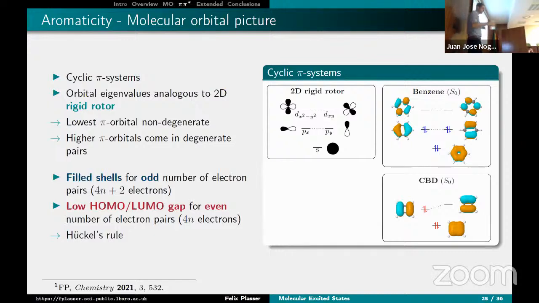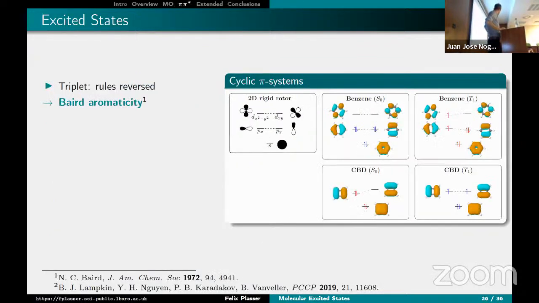This school is mostly about excited states, and then the question is what changes in the excited states. Now it turns out that for the triplet, the aromaticity rules are reversed, and that's what we call Baird aromaticity. So when you think about cyclobutadiene, in the S0 state, it was very unhappy because it has a large HOMO-LUMO gap, but now in the triplet state, it has this kind of closed shell feeling because you have one electron per orbital.